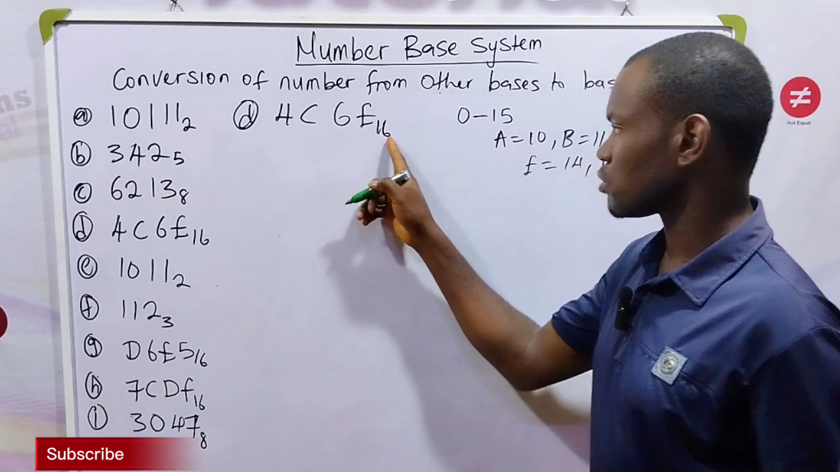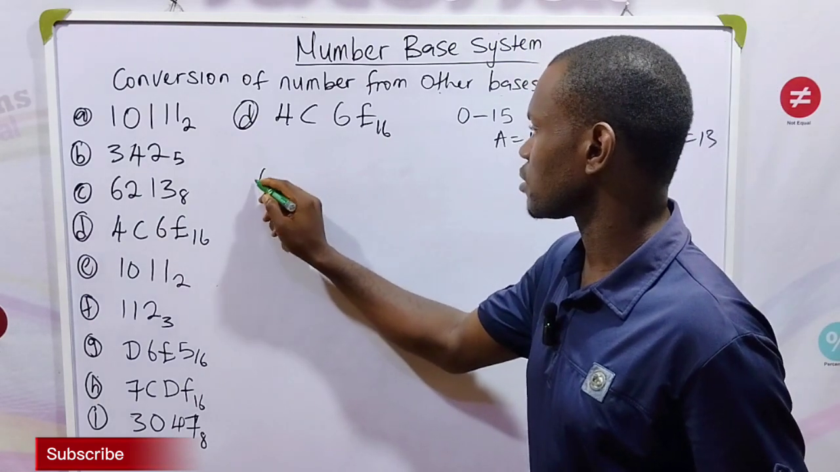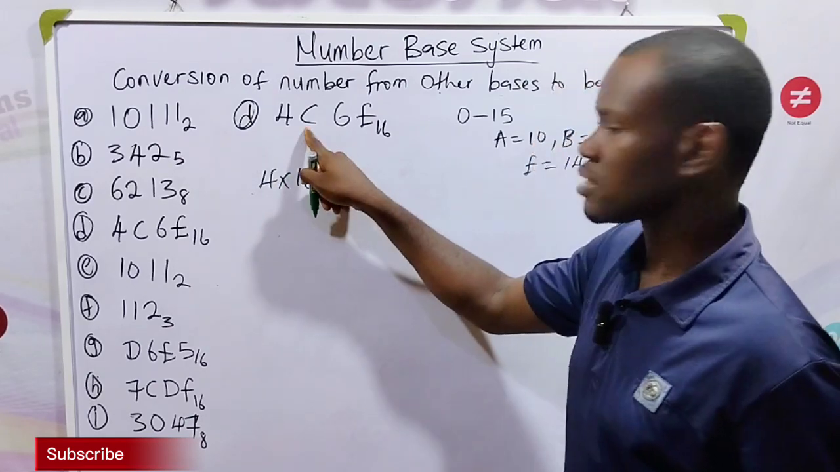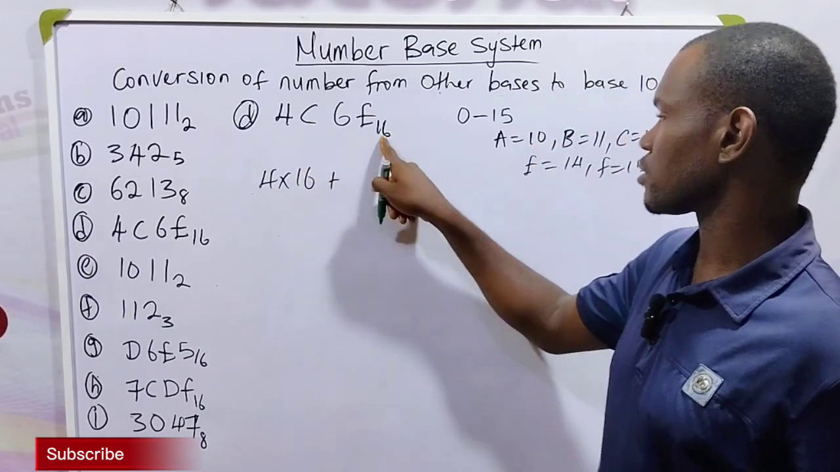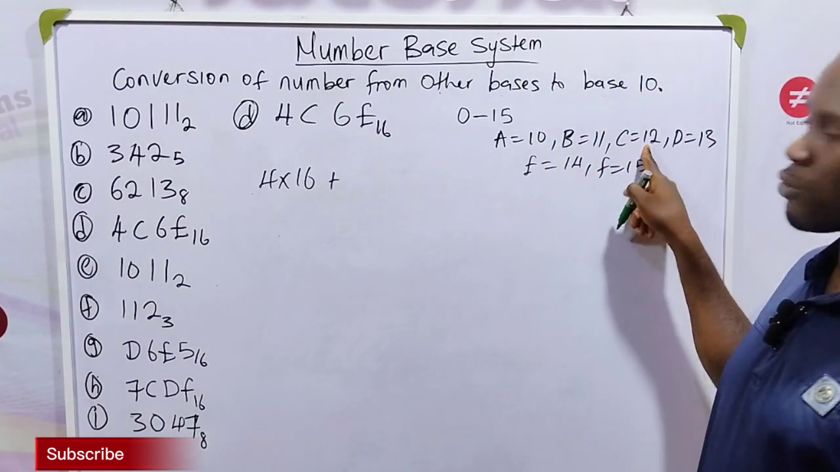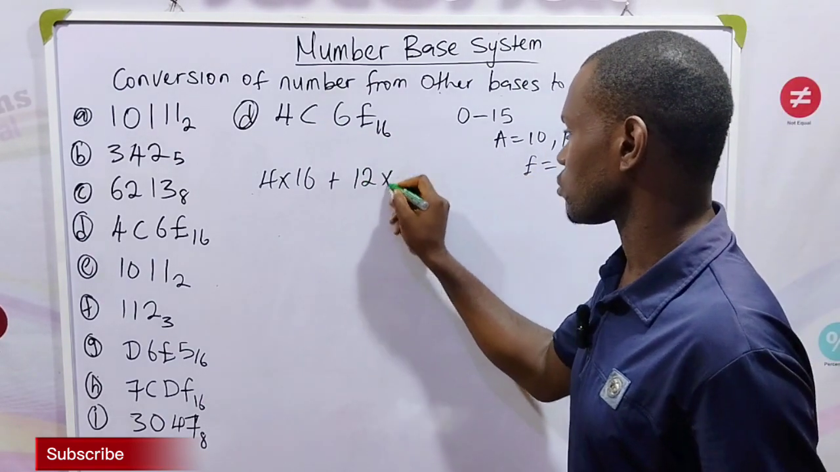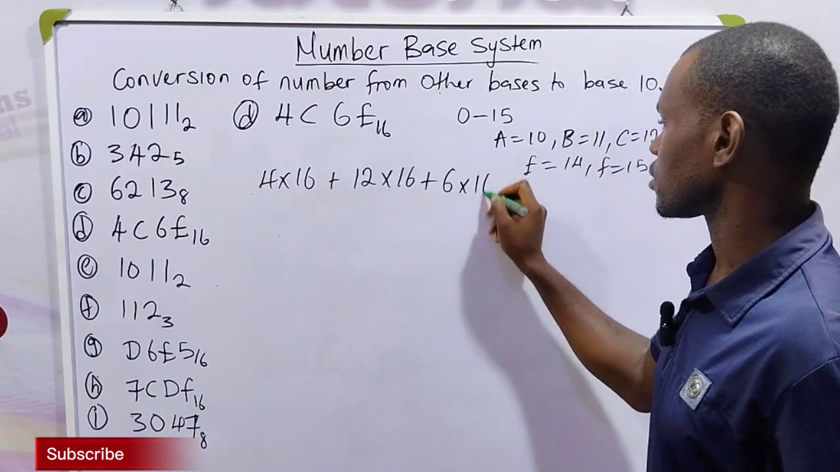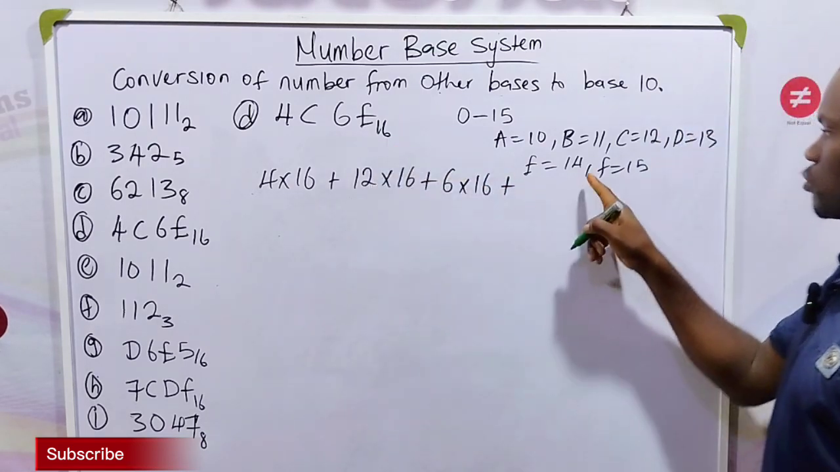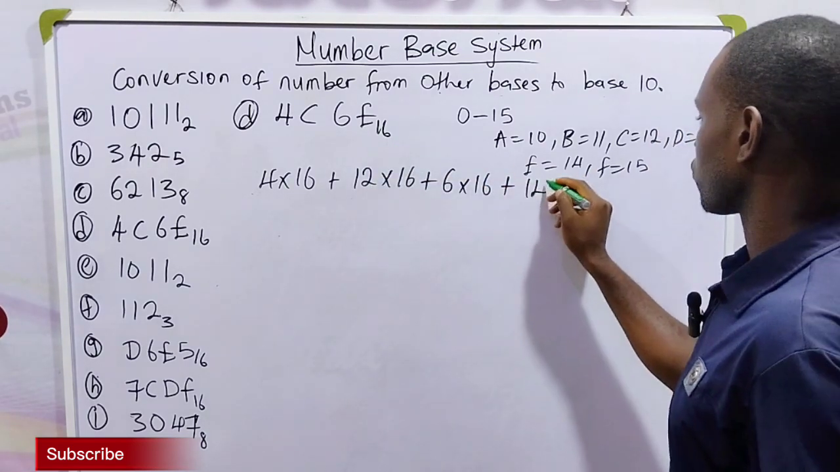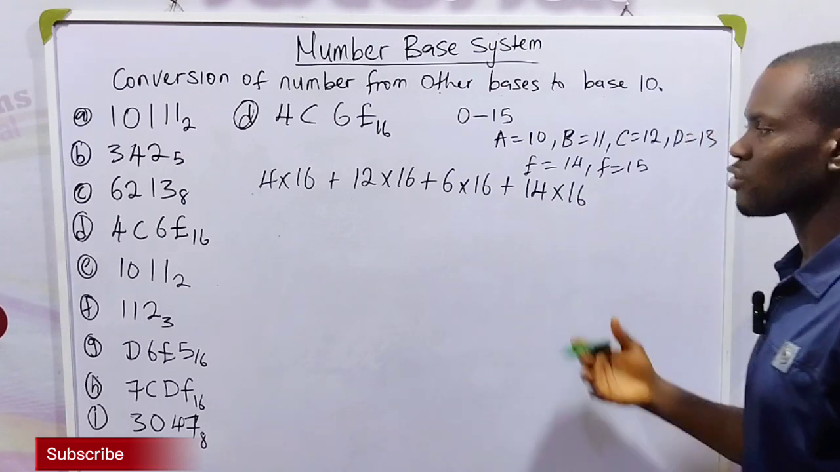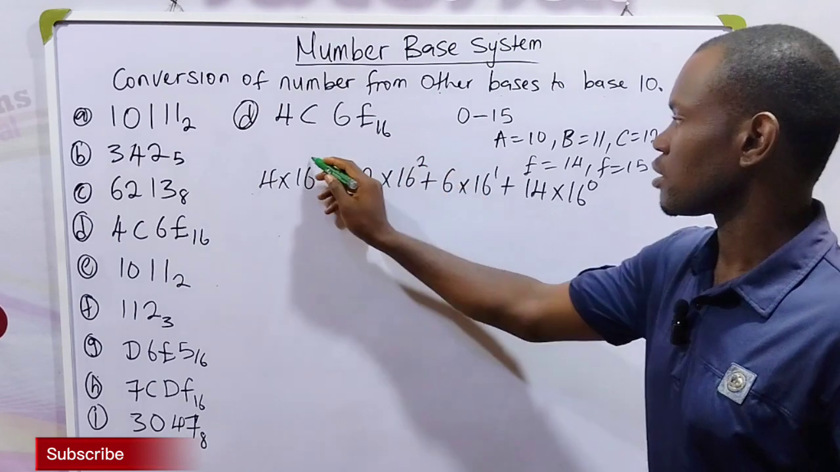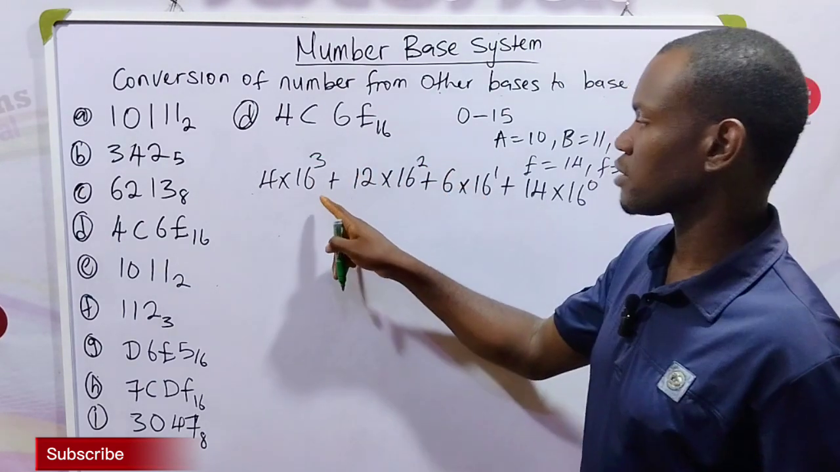So let's now expand with 16. So the first one will have 4 times 16 plus C. Instead of writing C times 16, you now write the value of C, which is 12. So we have 12 times 16 plus, this is 6 times 16 plus E is what? 14. 14 times 16. So assign your indices from 0 to the last number. And this is 3.